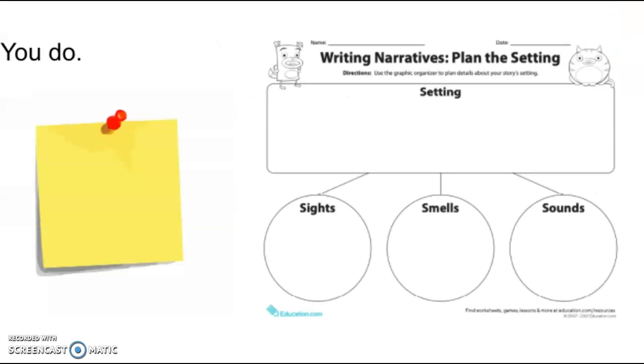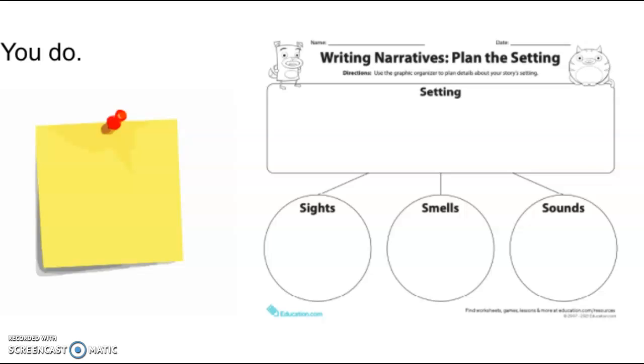And here's your you do. Okay, so what you're going to need is this Writing Narratives Plan the Setting page. Now, they are only asking you to use 3 of the 5 senses, but you could add more if you would like: the sights, the smells, and the sounds, and you're going to describe a setting. You could use your happy place if you want. If you want to use something different, you can. Maybe something else from your milestone list that you created with Mrs. Rice.